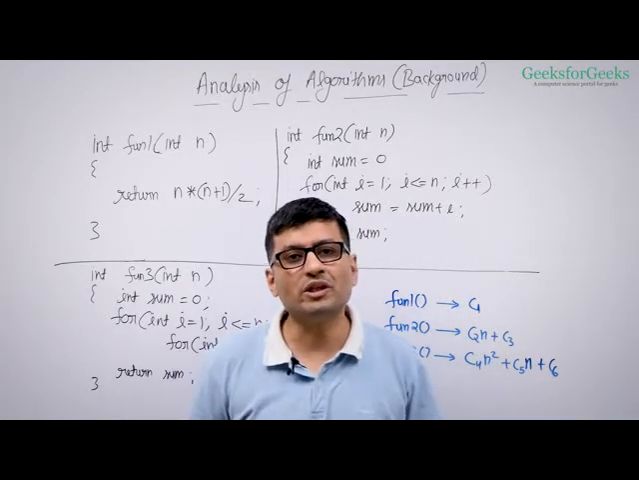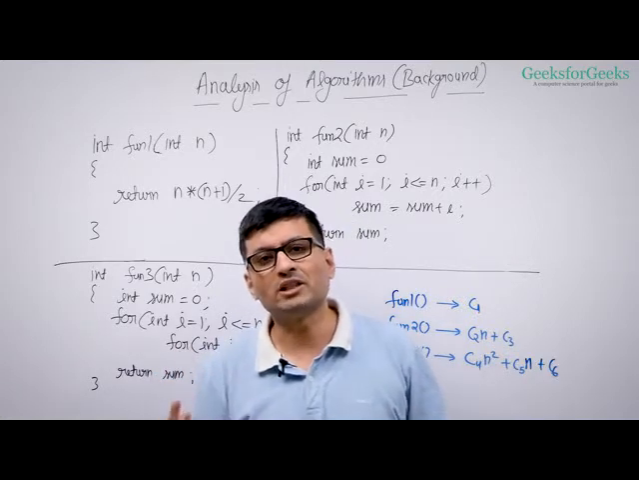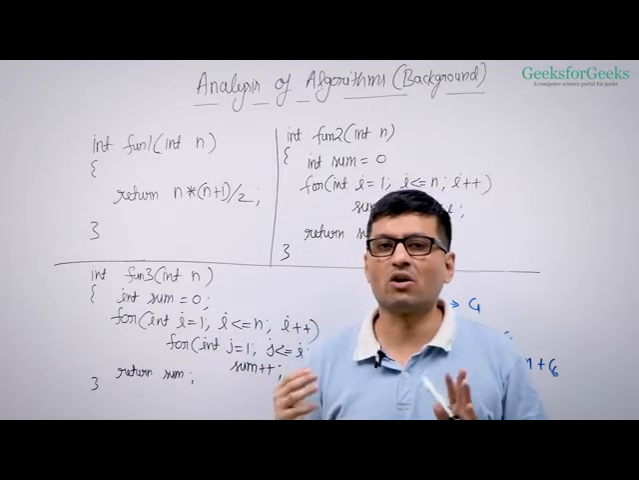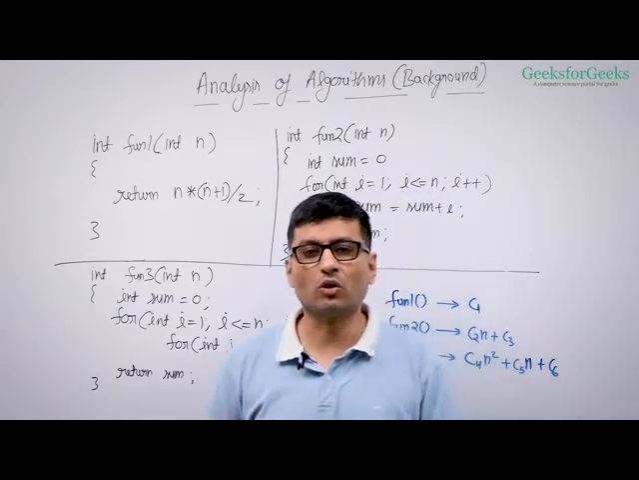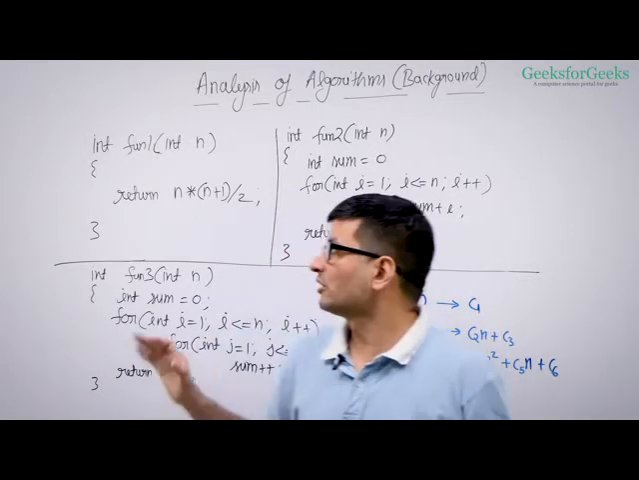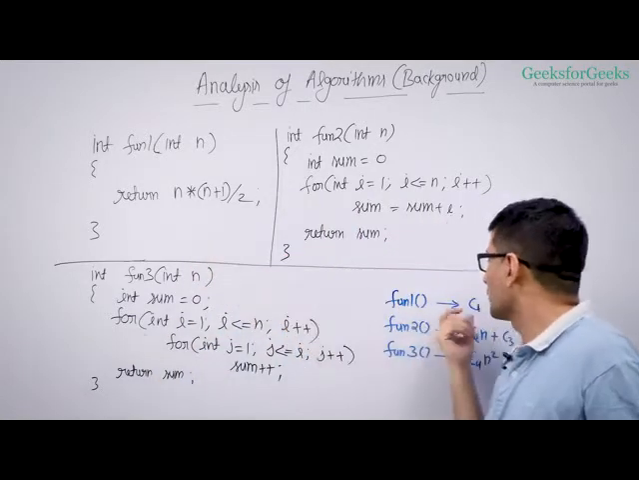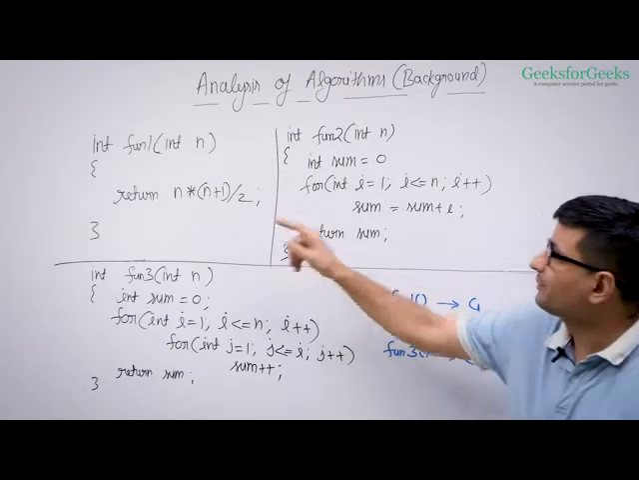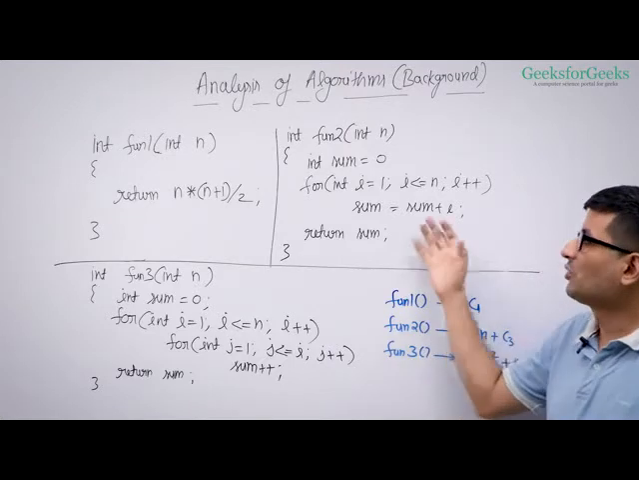What all operations are you doing? 1 addition, 1 multiplication and 1 division, right? 3 operations. And these 3 operations are not dependent upon n. You are always going to do 3 operations, even if n is 10 lakh, right? So that is why I have written a constant C1 here for the time taken by this function fun1. Let us now see fun2.